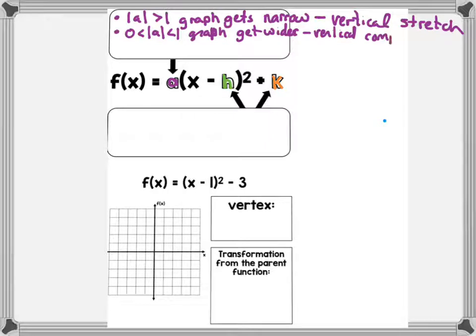If you compress a spring, it gets fatter. If you stretch it out, it gets narrower. This is the same idea with this. Now, the third thing that could be is if your A is negative, the graph is reflected over the x-axis, and that's called, or it reflects vertically.